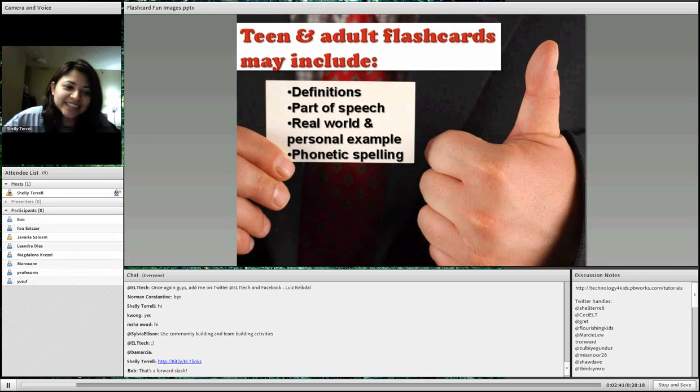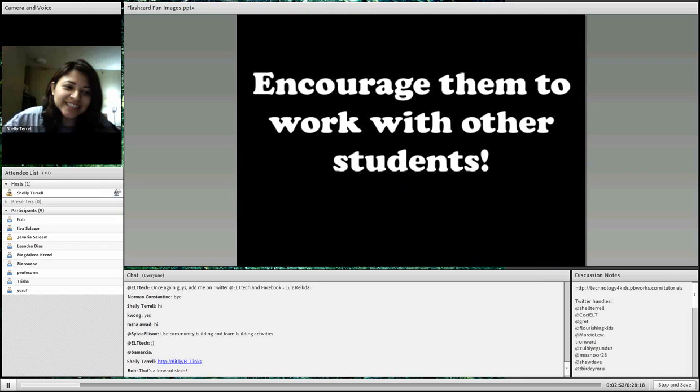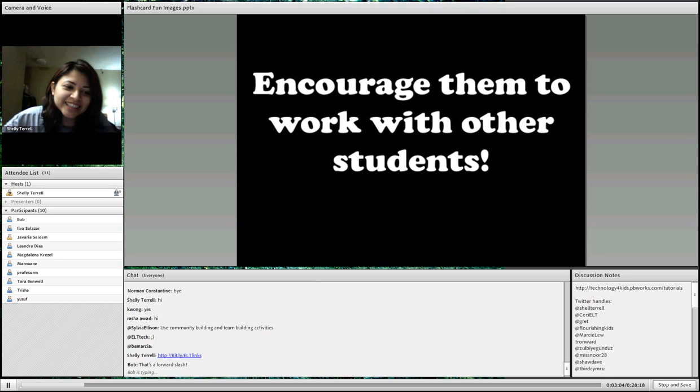Teens and adults are going to have flashcards that look a bit different, and it's up to you what you want to include. But a lot of times for teens and adults, it'll have not only the word, but a definition of the word. And I think it's really important that the students have a definition that they understand. So we want to make sure that they can put in their own words the definitions from whatever website or dictionary they get it from. I think it's really important.